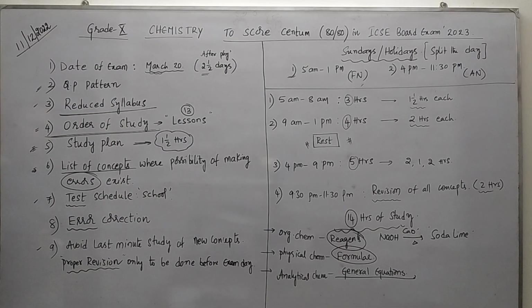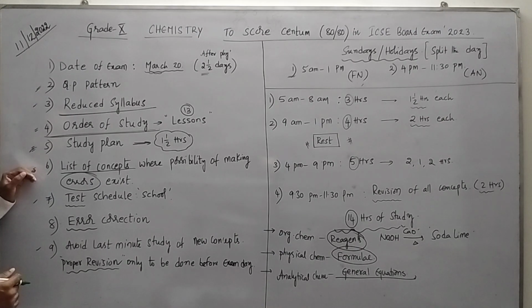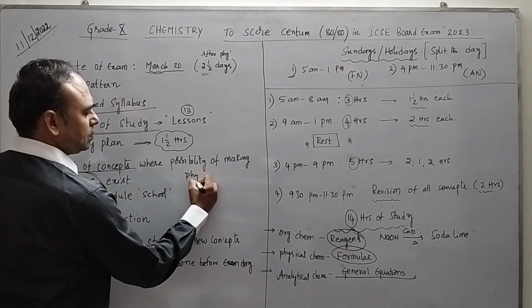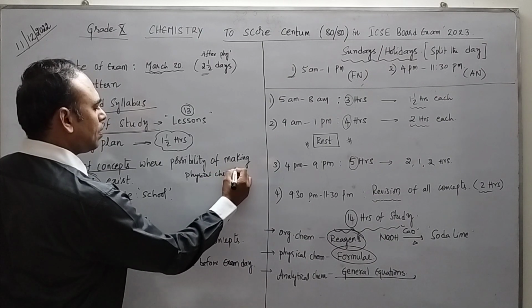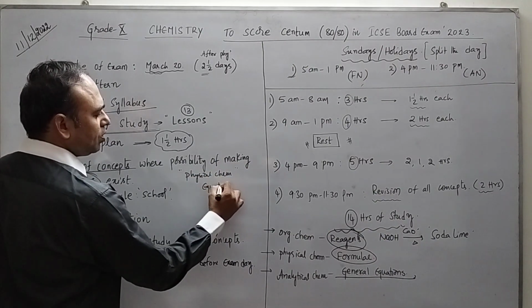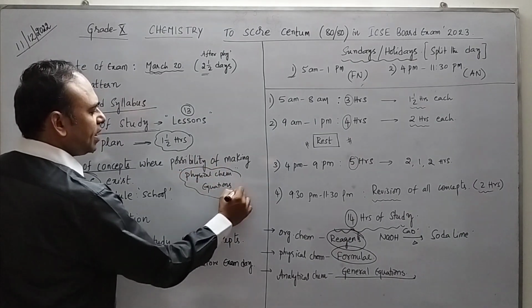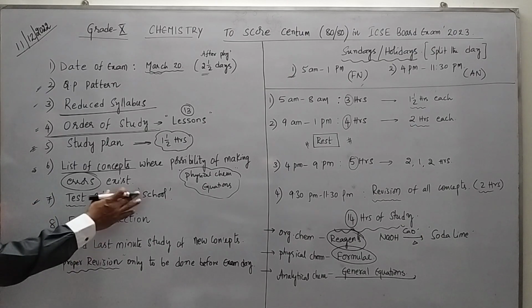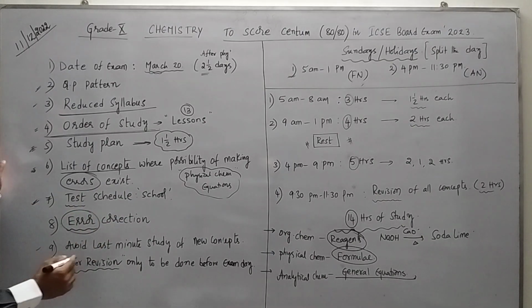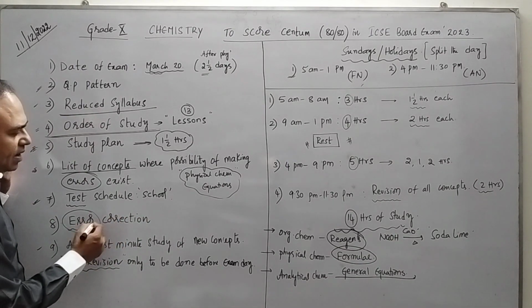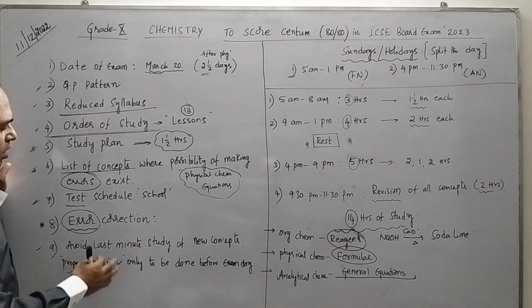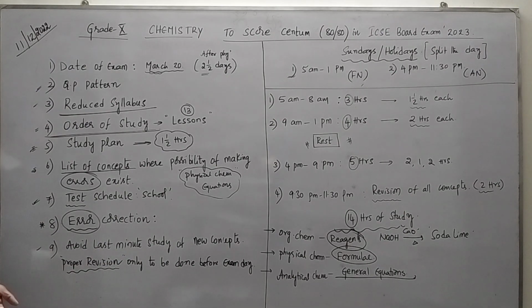Next important thing is, make the list of the concepts where there is more possibility of making errors. So you can talk about the concepts of physical chemistry and then all the equations. So here you will make mostly errors. So physical chemistry concepts and all the equations you can prepare. Next, test schedule, follow from the school, and after getting your answer scripts you can make the error correction. Why is error correction very important? Because in the upcoming test you can make the correction of whatever errors you have made. So you cannot repeat the same errors.